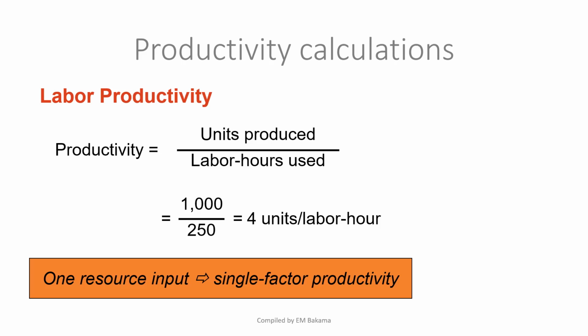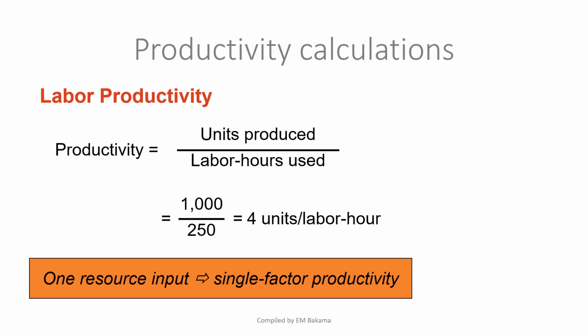And in this case, for example, you need to know first of all the number of units that the company has produced, and then how many hours the company has worked to produce those number of units. Here we just have a basic example. If you have a company that produces 1,000 units and they are using 250 hours to produce those units, the productivity is 4 units per labor hour.